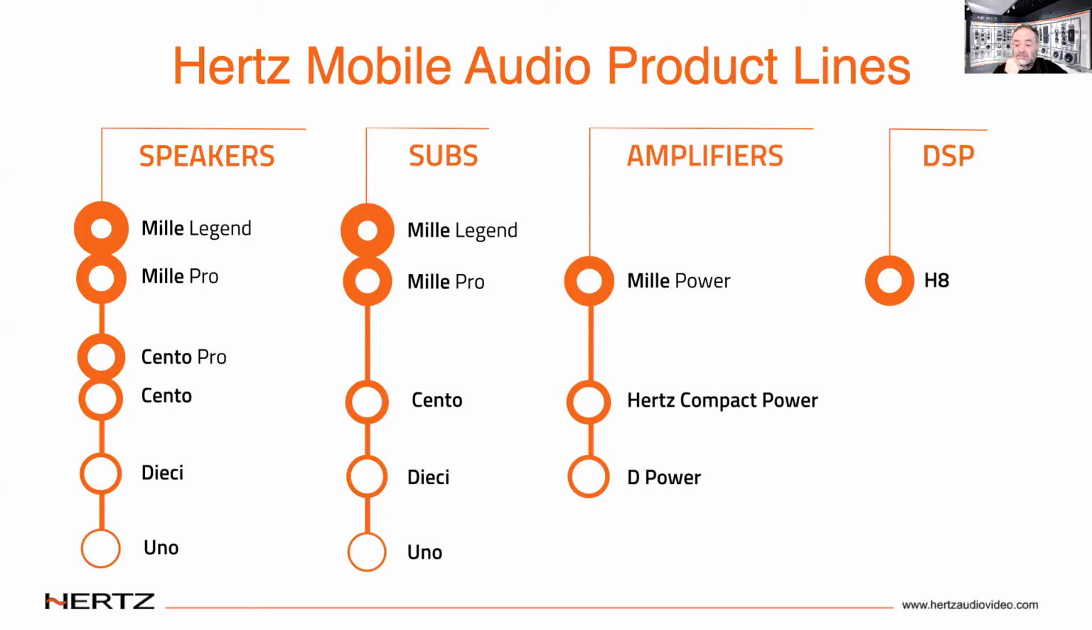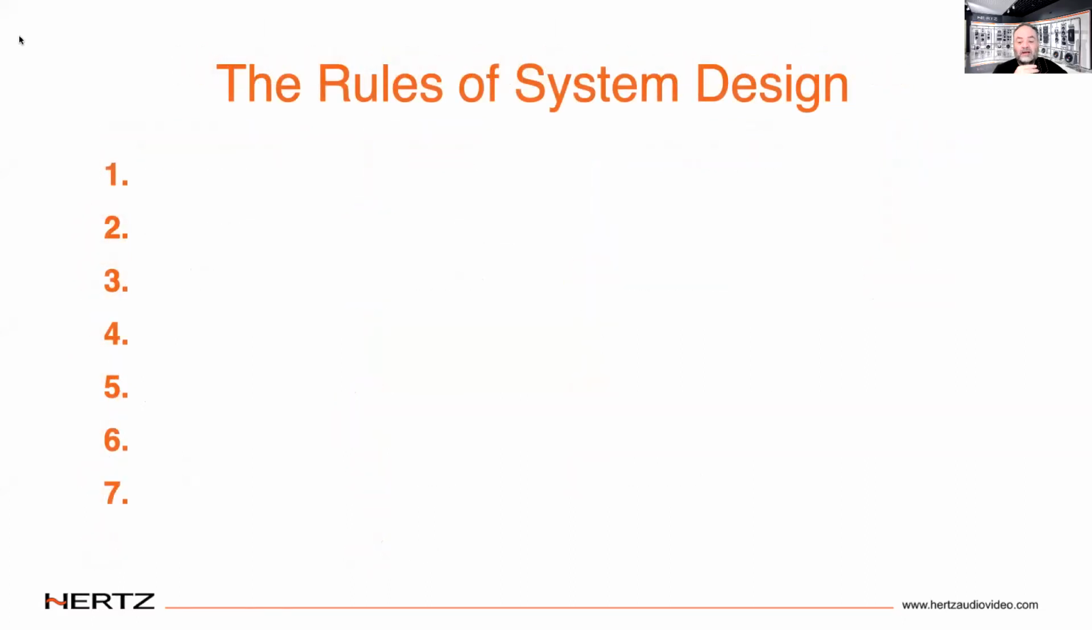And speaking of system design, what is the first thing that most consumers are looking for in your opinion, Ken? Well, that's a great question. I made a list of what I call the 7 rules of car audio system design, and I have ranked them in order. And I think the most important thing is that the system has to be reliable.